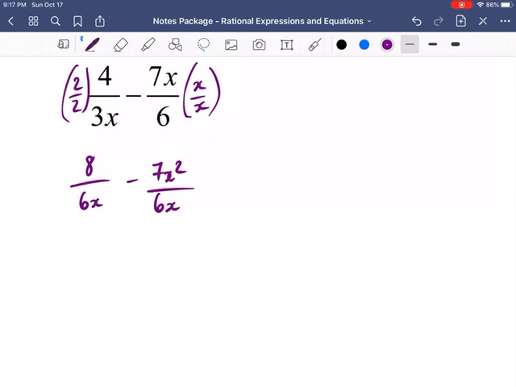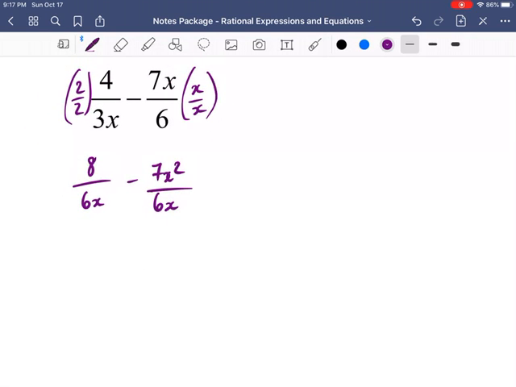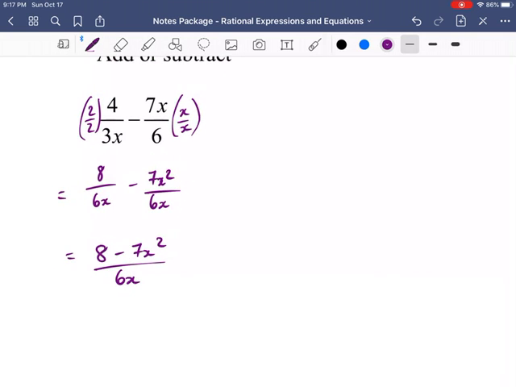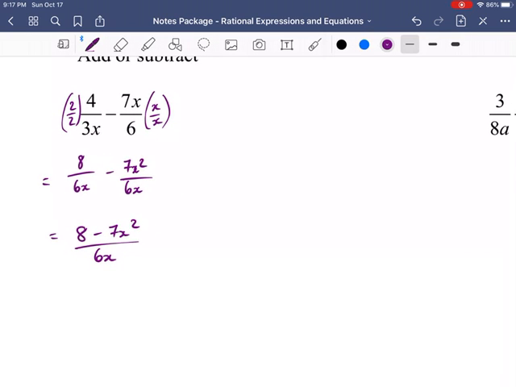Now we have the same denominator, so let's go ahead and subtract. So 8 minus 7x squared over 6x. Again, don't be tempted to turn the denominator into 36x squared. That's multiplication. We're not doing multiplication, we're doing subtraction. And our non-permissible values, x cannot equal 0. Don't forget about that.